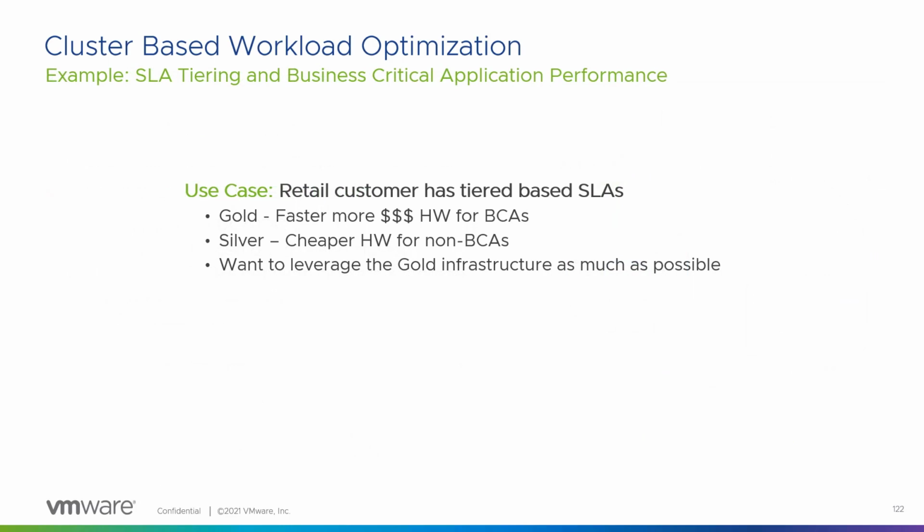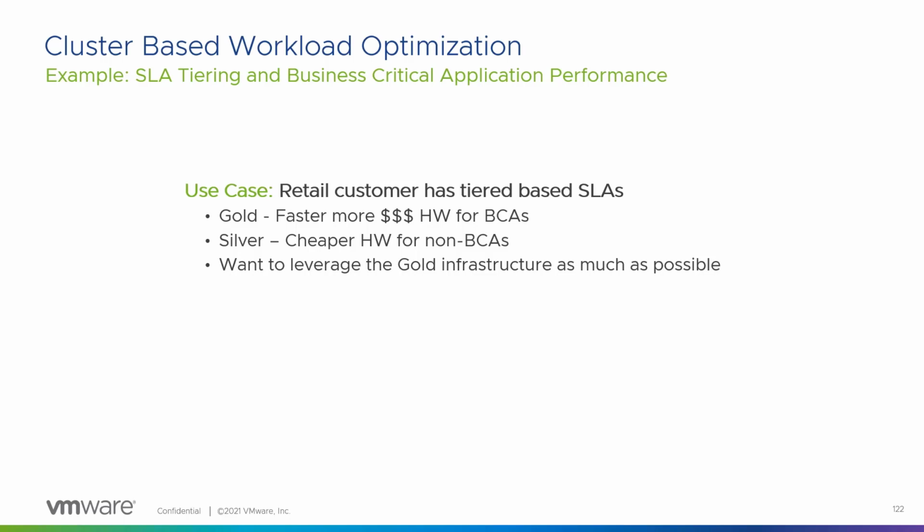Now, this is it. Anything else you get from this first section or the first few sections, this is the big one, right? So let's understand that. Let's talk about an example. A customer is setting up SLA tiering for their business critical applications, trying to drive the best possible performance.